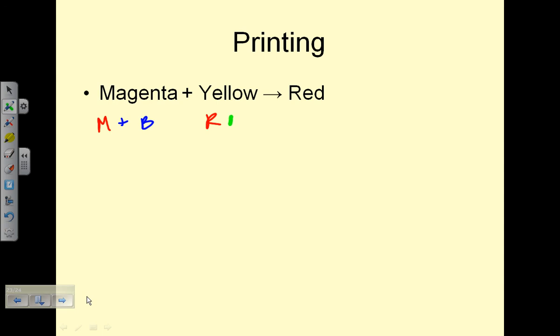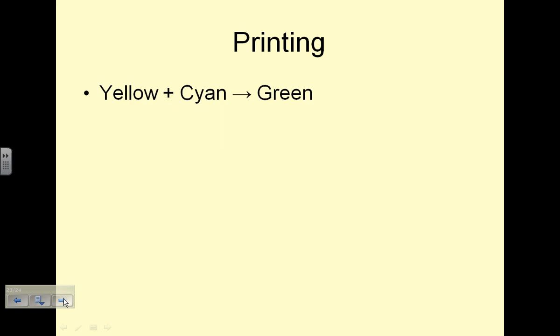Let's look at magenta and yellow. So magenta, again, is red plus blue. Yellow is red plus green. Notice they have red in common, and that's why we see red. The blue is absorbed by the yellow, and the green is absorbed by the magenta. This is how your color printer works at home.